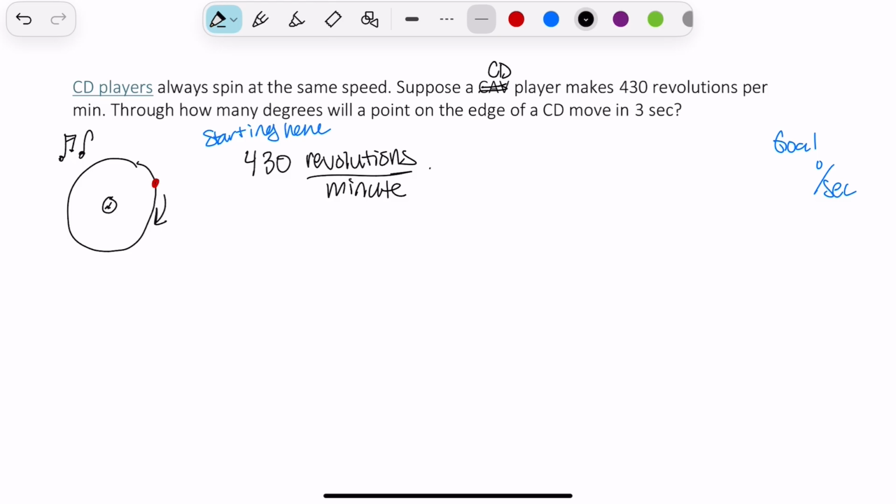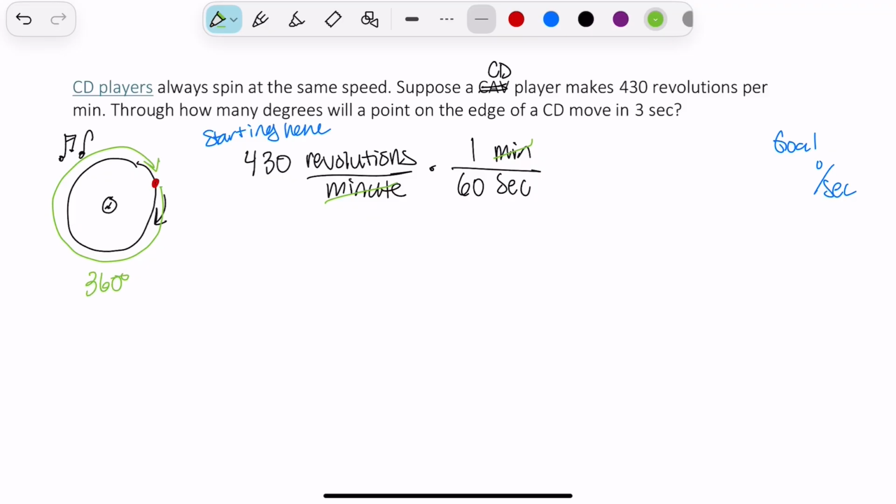First, let's convert from minutes to seconds. So I'm going to put minutes in the numerator here and seconds in the bottom. In 1 minute, we have 60 seconds. So that takes care of minutes. So as you can see, we have seconds in the denominator now. And next thing we have to do is cancel out revolutions. Well, think about it. One full revolution would be 360 degrees.